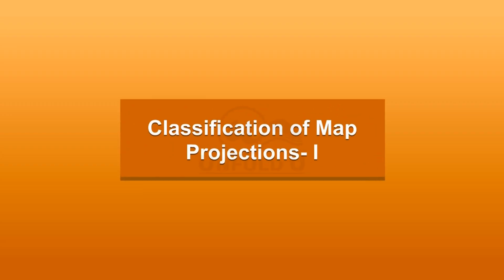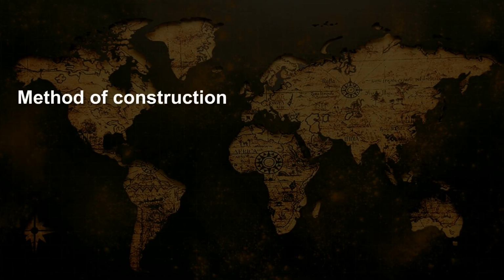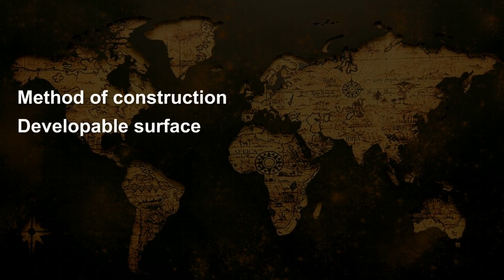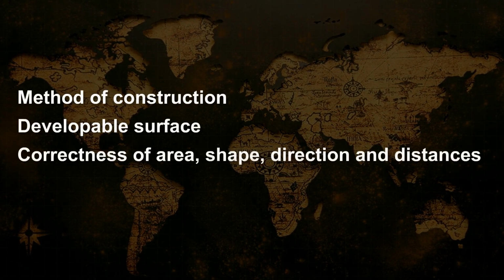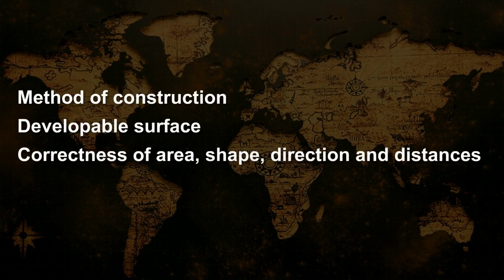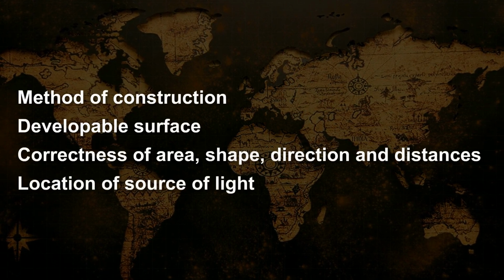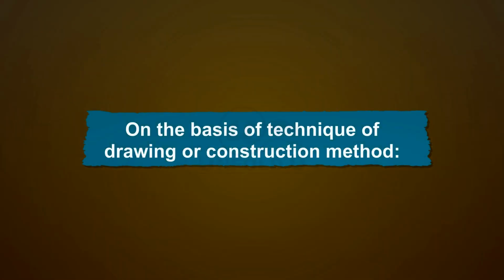Classification of map projections 1. The map projections are classified according to four criteria: method of construction, developable surface, correctness of area, shape, direction, and distances, and location of source of light. On the basis of technique of drawing or construction method.